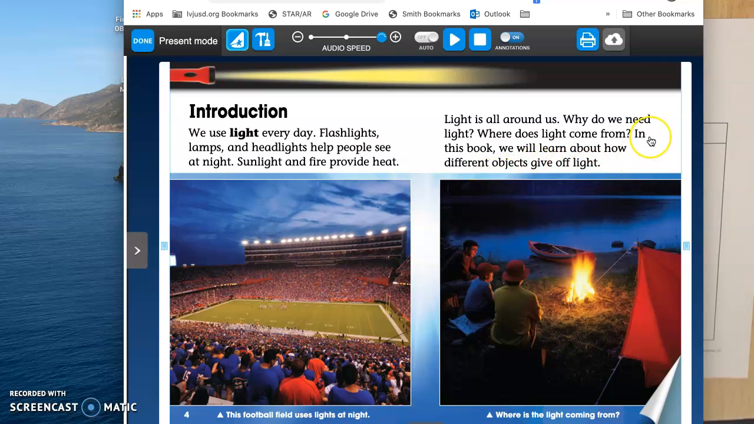Okay, so that's an important sentence right there. It tells us exactly what we're going to learn. In this book, we will learn about how different objects give off light. Keep that in mind as we're reading. Let's look at the captions. This football field uses light at night. Where is the light coming from in this picture? That's right, the fire is producing light.